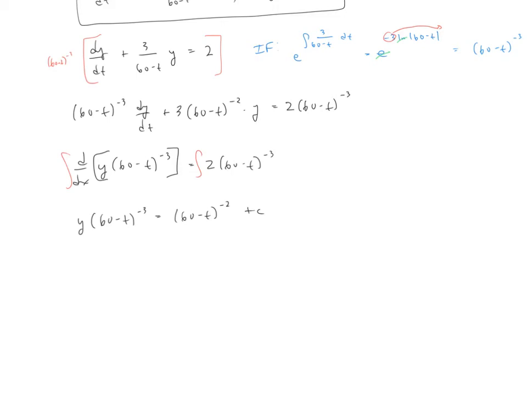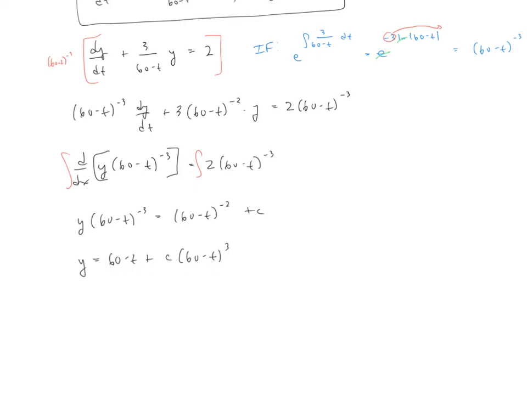And so once we have that now, I'll go ahead and I'll solve for y. So our y is going to be a 60 minus t plus a c times 60 minus t cubed. All right, so I went ahead and divided this off. So when I divided it off, it left me with a positive 1 here, and then I divided it here and flipped it around to get a positive number. All right, so this is our general solution.